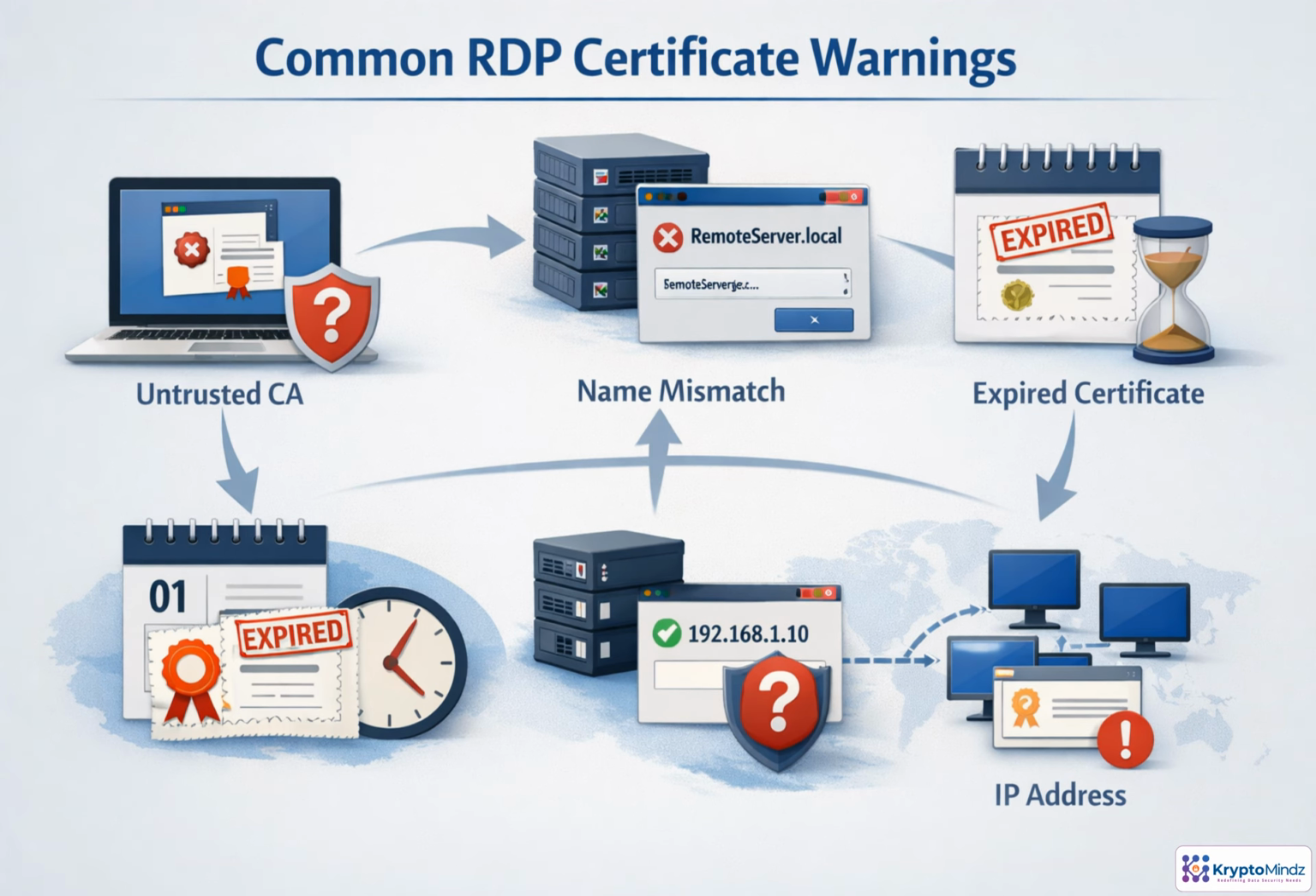Those RDP certificate warnings usually fall into a few patterns. If the certificate isn't from a trusted authority, you're likely using a self-signed or internal CA that the client doesn't know about, so you deploy that CA certificate to the client. Name mismatch errors come from connecting with a hostname or IP that doesn't match what's on the certificate. Expired warnings are just lifecycle issues. Renew, replace, and redeploy the certificate.